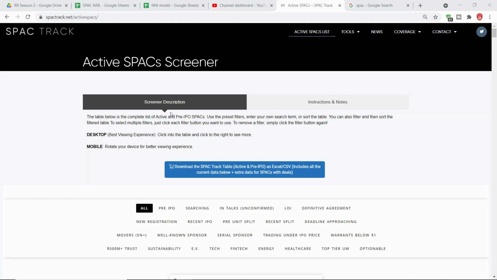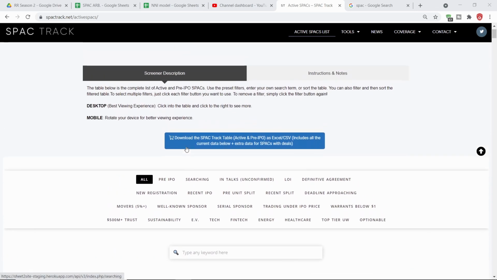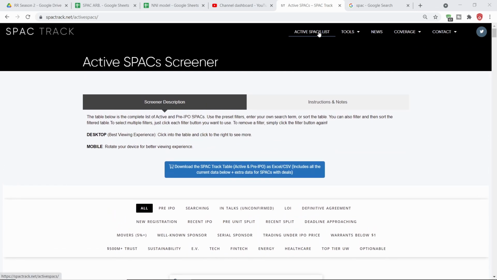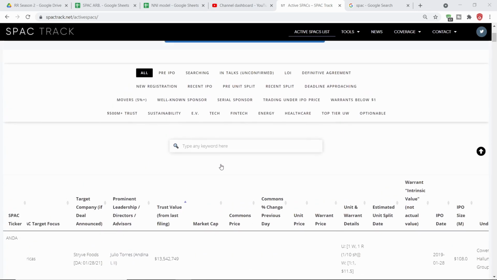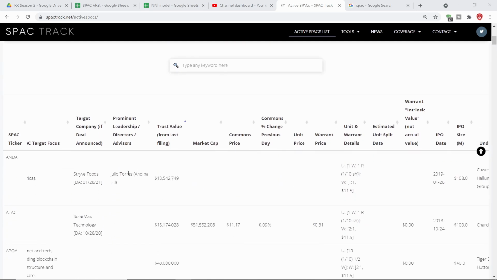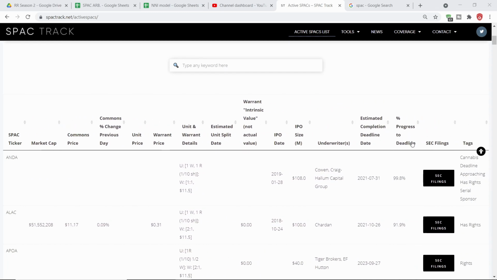So here I am at spactrack.net, my preferred source for free SPAC information. I think there are some paid services, but I don't use those. And so this is the screener page. You just go up here, click active SPACs. If you want to do other research, you can do that there. And then you can do some screening here, filtering, and then you can sort. So by trust value, market cap, price of commons, price of units. Those are the main ones. Also, another one I like to look at is progress to deadline.